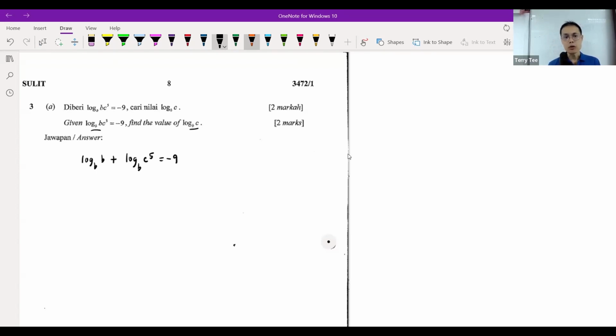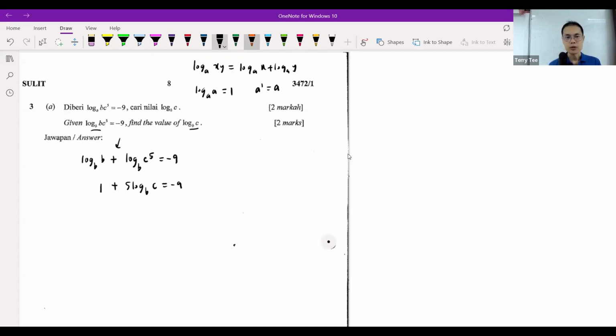Now, next, we know log base b of b is 1. So we can substitute this with 1. At the same time, the power 5 you can transfer in front. Okay, I hope you know this. Let me just run through with you. Log base a of xy, right? First thing in logarithm, multiply, break up, becomes a plus. So the first thing I do is I break it up. Number 2, you know that log base a of a, no matter what the value of a is, it's always 1 because a to the power 1 is just a.